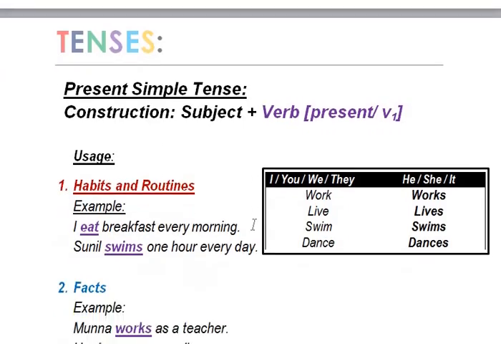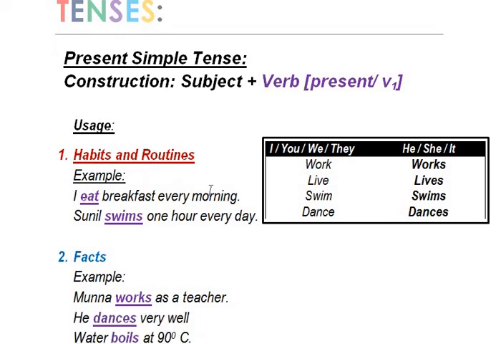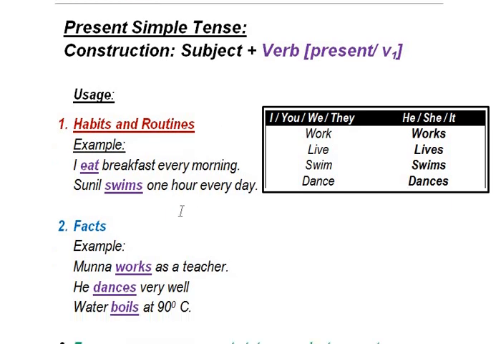At first, I would like to discuss present simple tense. And we can make present simple tense using the form subject plus verb first form, that is nothing but present form. And there are some uses of present simple tense. The first usage of present simple tense is that it can be used for habits and routines.